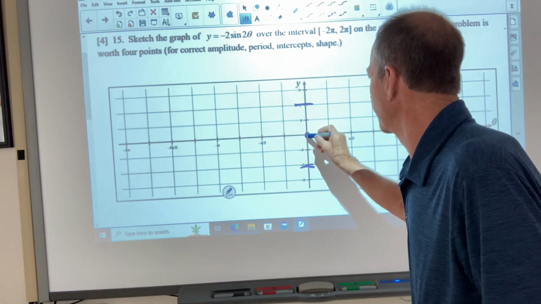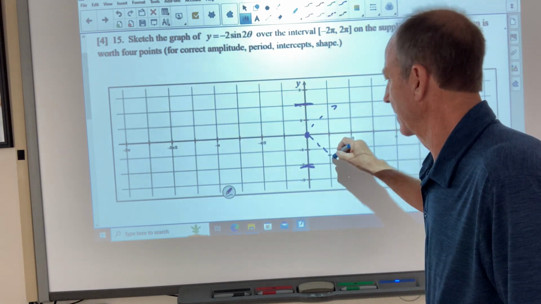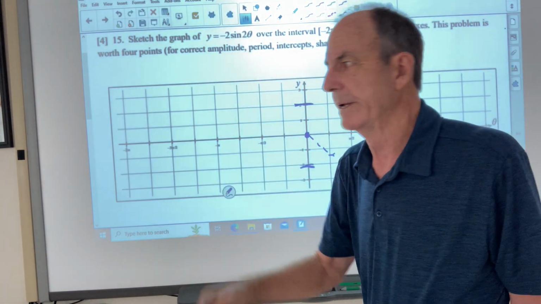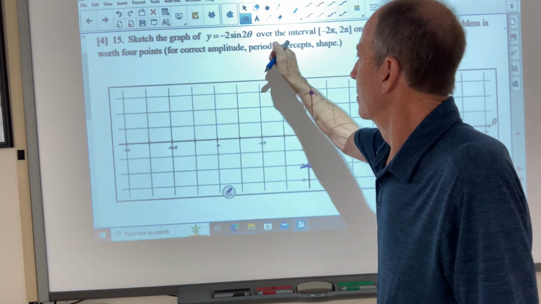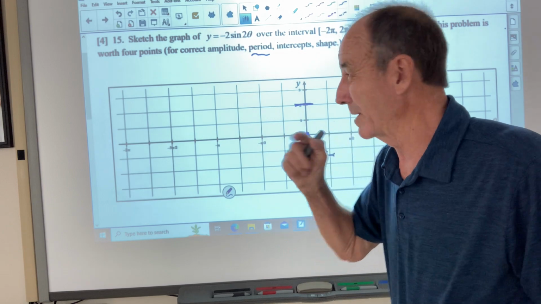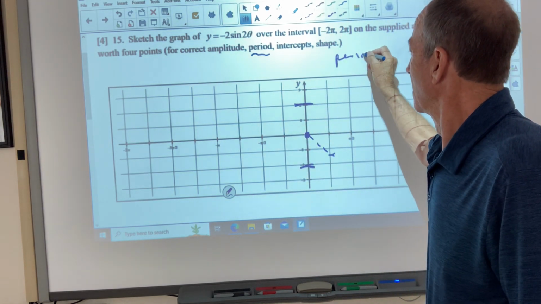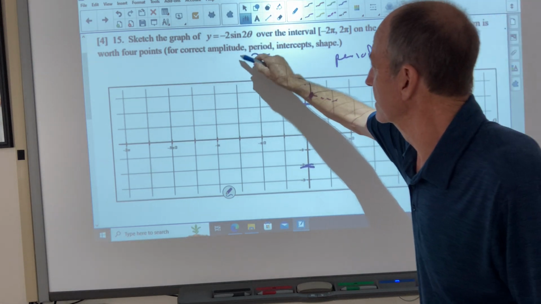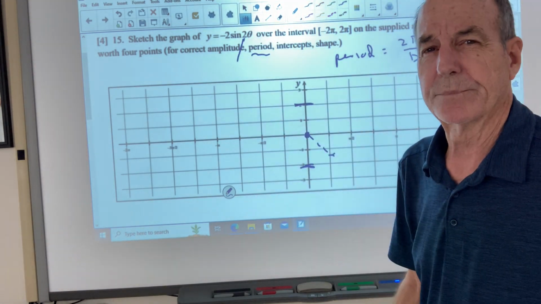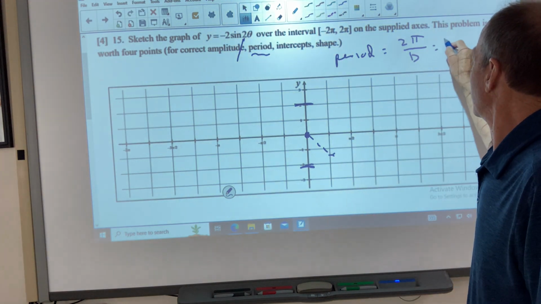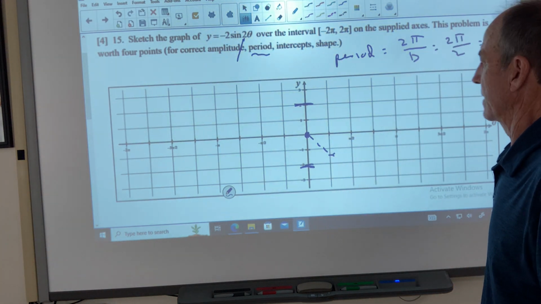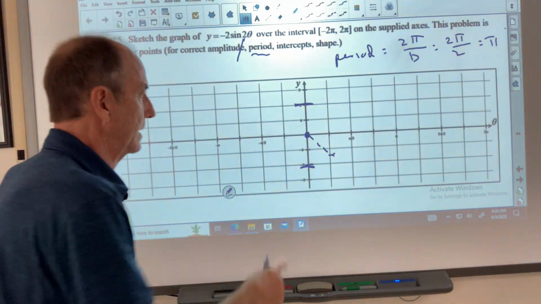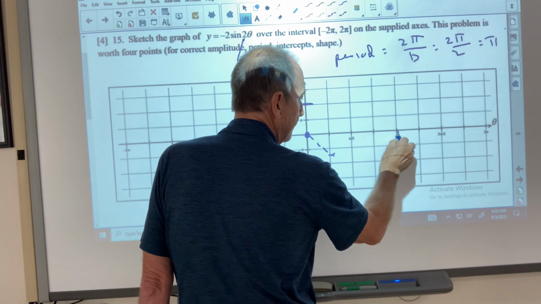So the normal sine wave goes like that. This one's going to be going like that. So we're going down into the fourth quadrant to start the wave. How about the period? So you needed to know the period. The period for the sinusoids is 2 pi divided by b, where b is this multiplier of the angle there. So 2 pi over 2 is pi. So we get a full cycle, a full wavelength, a full period between 0 and pi.